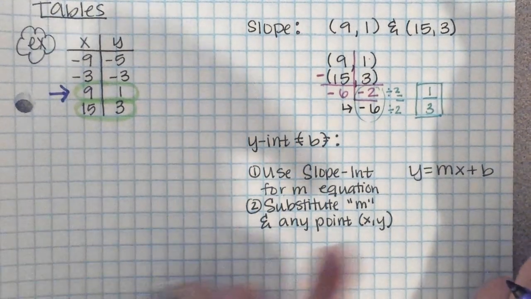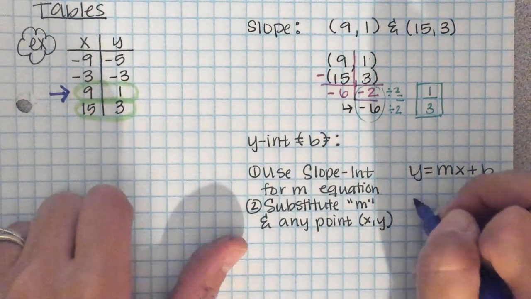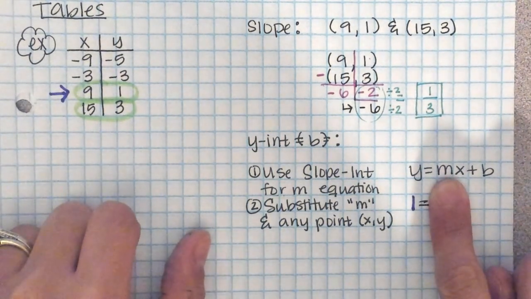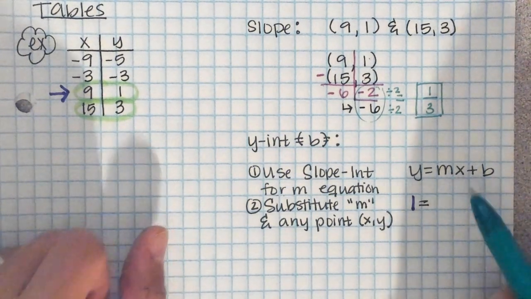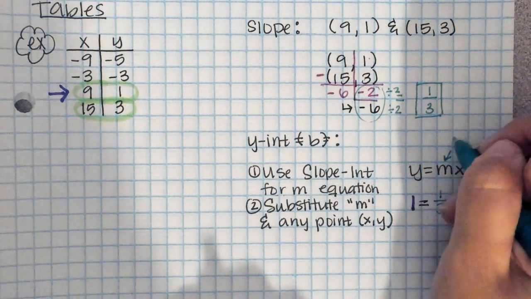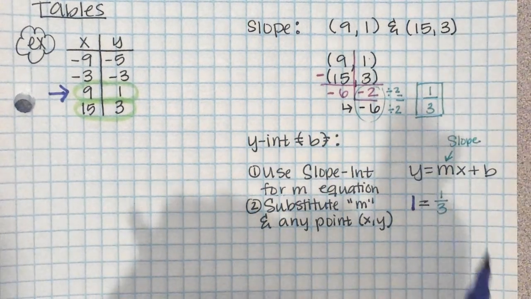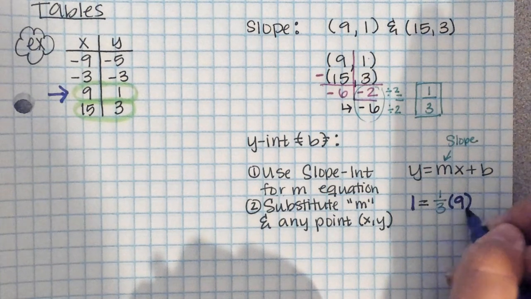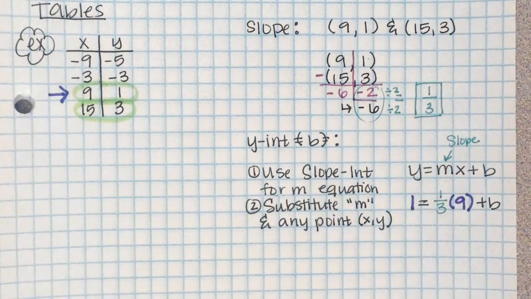All right, so that means instead of y, I'm going to put 1 because that's the number I chose to use. Equals. I know my m from my previous work. What's my m? 1/3. Because remember, m is slope. And then my x from the point I chose to use will be 9. I don't know my y-intercept because that's what I'm trying to find right now.